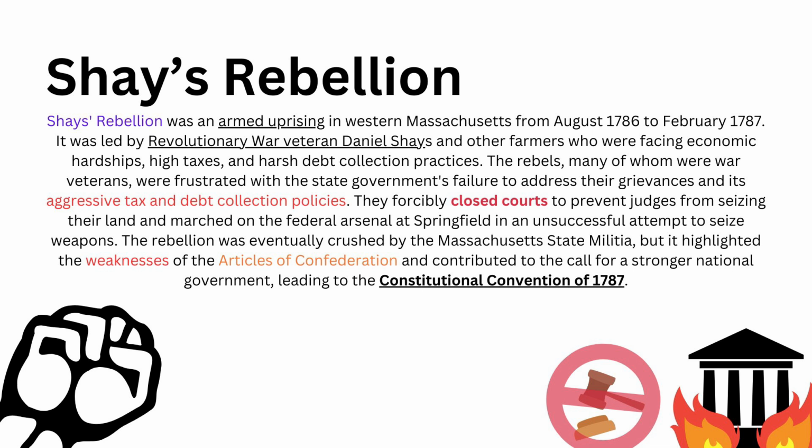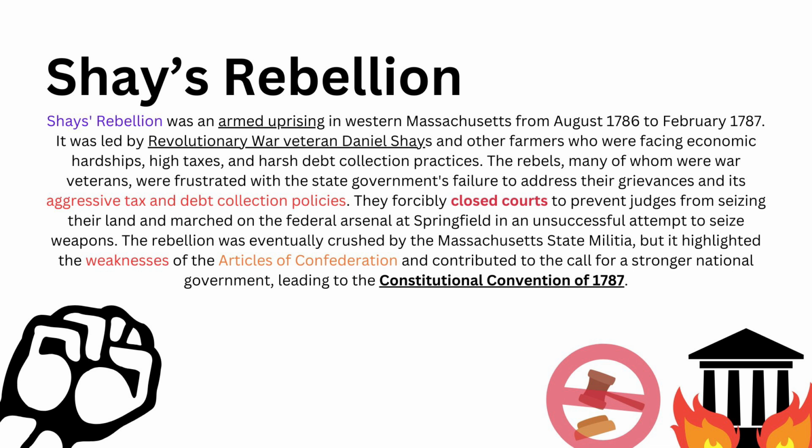Shays' Rebellion was an armed uprising in western Massachusetts from August 1786 to February 1787. It was led by Revolutionary War veteran Daniel Shays and other farmers who were facing economic hardships, high taxes, and harsh debt collection practices. The rebels, many of whom were war veterans, were frustrated with the state government's failure to address their grievances and its aggressive tax and debt collection policies. They forcibly closed courts to prevent judges from seizing their land and marched on the federal arsenal at Springfield in an unsuccessful attempt to seize weapons.